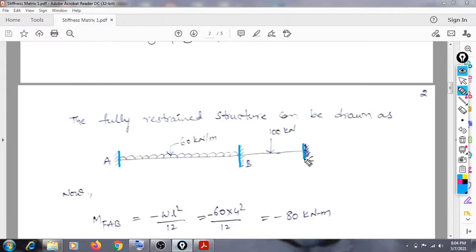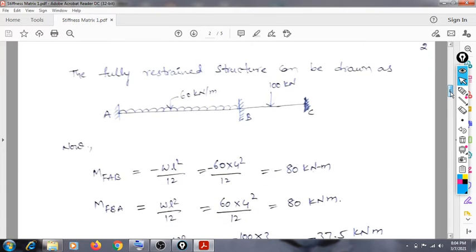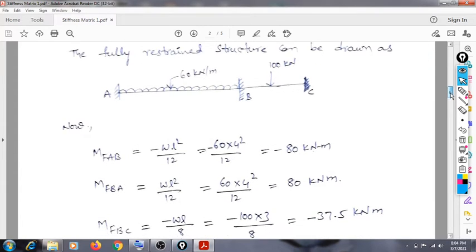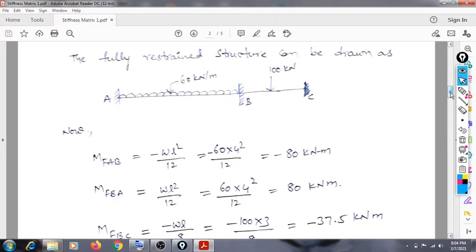We can draw it now or not, but this is a restrained structure. This we have to draw for sure. Later we have to find MFAB, the fixed end moment of the given restrained structure. That is, MFAB is equal to minus WL square by 12 and MFBA is equal to WL square by 12. As usual, these are the equations that we know in the fixed beams problem.